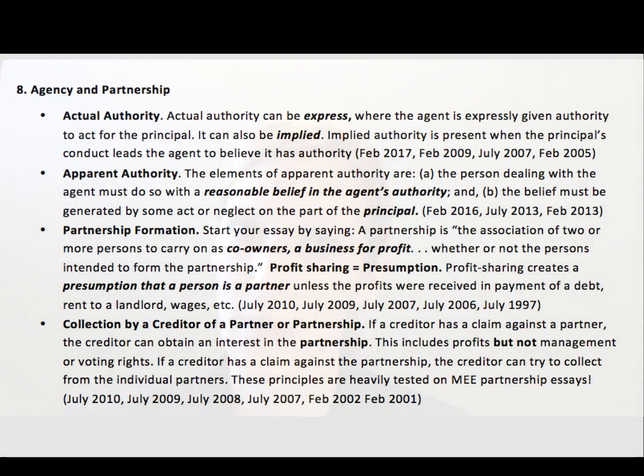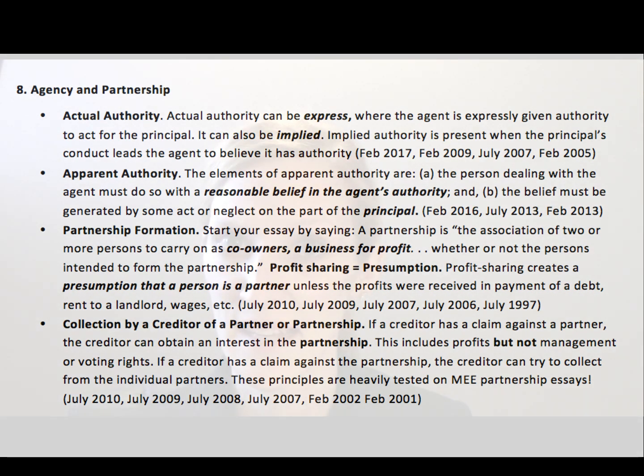For agency, they like to test actual authority and apparent authority. You should be able to define those. It's not on the handout, but they also like to test ratification. For partnership, they like to test formation. You should be aware of the difference between a general partnership and some limited liability forms. They also like to test creditors' rights. When can a creditor collect from a partner or partnership, and what do they collect?